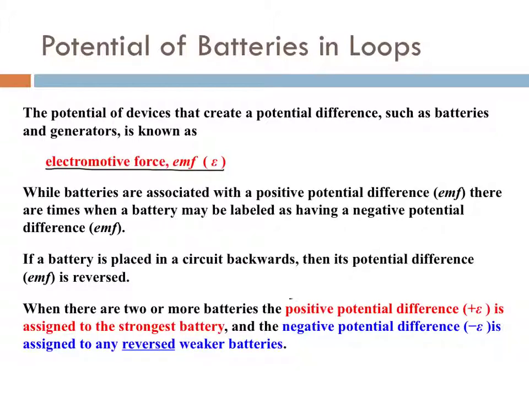The most important part is going to be down here in color. That a positive potential difference, a positive EMF, is assigned to the strongest battery, and negative potential difference, negative EMF, is assigned to any reversed or weaker batteries, and we'll see examples of both of those situations.